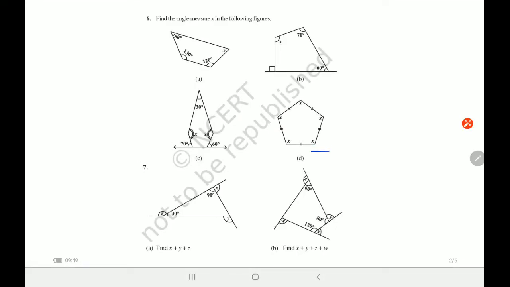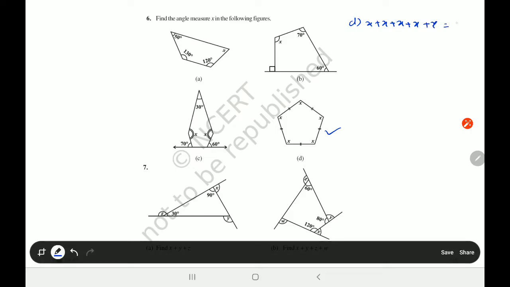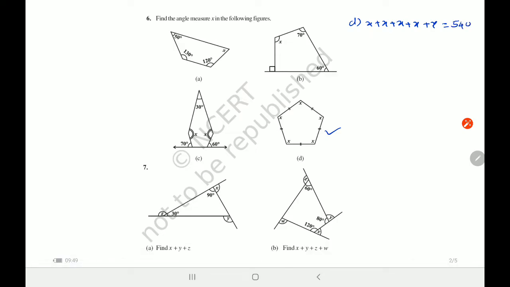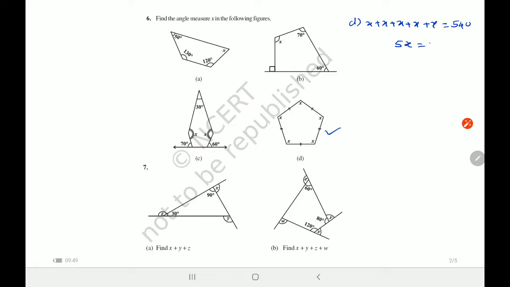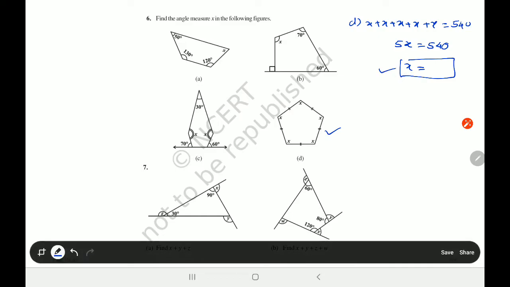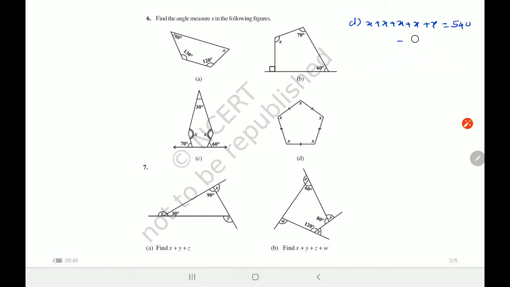Pentagon D, last question of ये जो दिख रहा है. D कुछ नहीं है, वही चीज़ है. x plus x plus x plus x plus x, 5 times, 1 2 3 4, is equal to 540. अभी भी तो देखा ना, 540 होता है सबका एडिशन, राइट? तो 5x is equal to 540. So simple and you can easily find the x value, right? Get the answer. Fine. चलो आगे बढ़ते हैं.